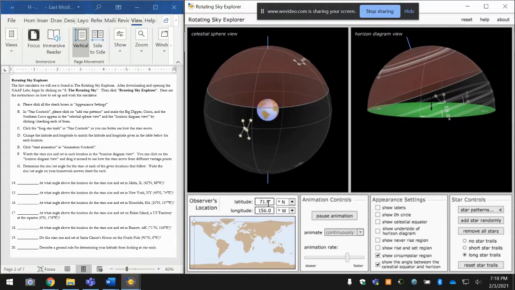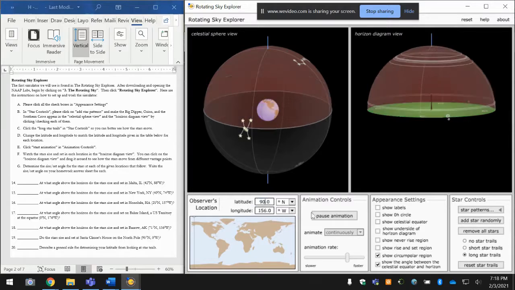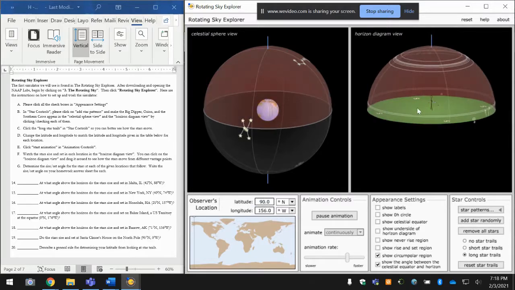If we go to the North Pole at 90 degrees north latitude, now all the stars are circumpolar. You can see there are no stars rising and setting, and the angle of rise-set is 0 degrees. So 90 minus your latitude is your general rule for determining it.